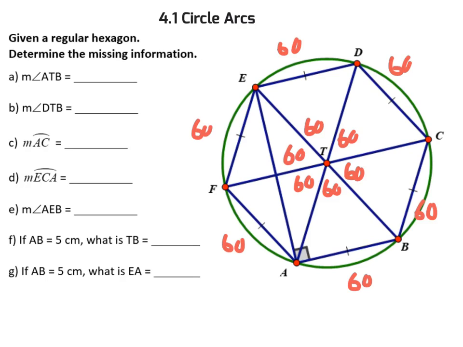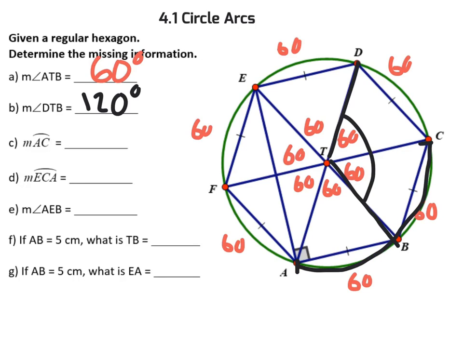Let's see what we know now. ATB. 60. That's nice. Next one. DTB. Let's see what DTB wants. 2 of those, right? 2 of those guys. So that's 120. A to C. That is also out here on the arc. It's 2 groups of 60. That is also 120.